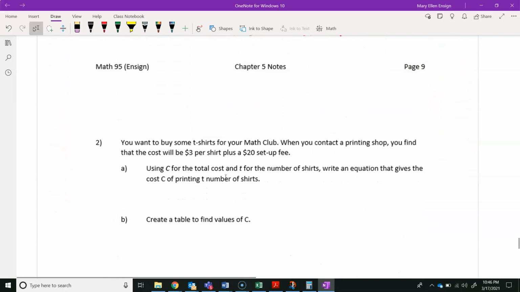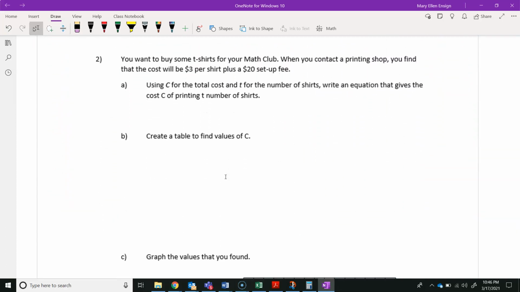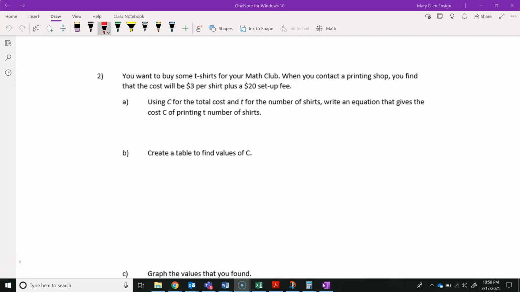All right, so next we're going to talk about Math Club t-shirts. So go ahead and read through it and try to just see if you can figure out something about that equation. Even if you can't get the whole thing right now, see what you can figure out about it. Okay, so think a little bit about what we were doing in chapter 4 also here. So kind of taking those words and putting them into an equation.